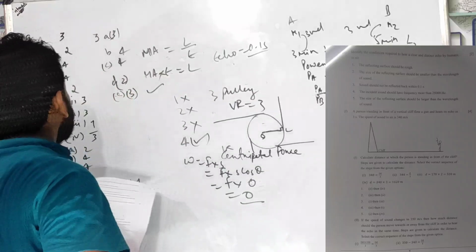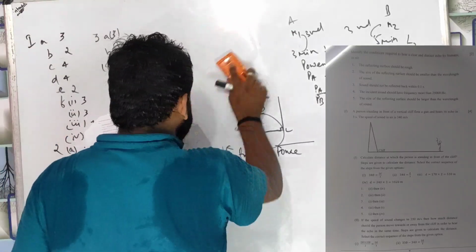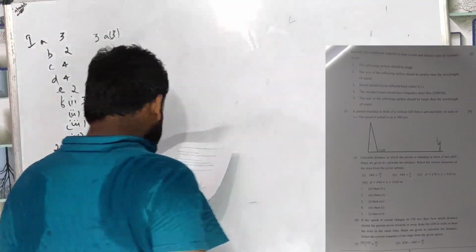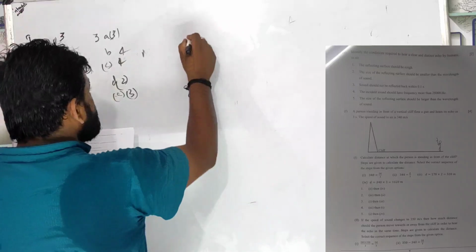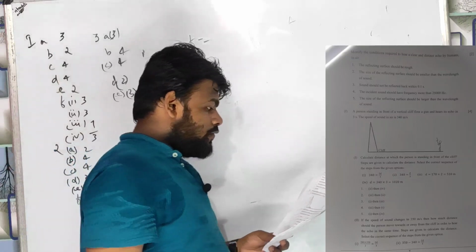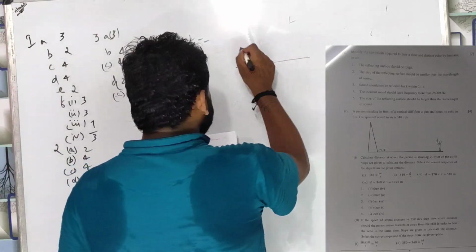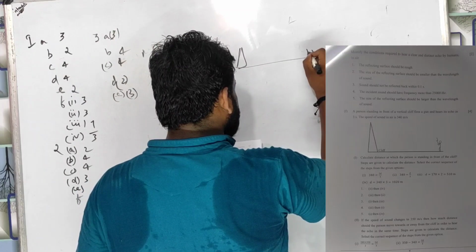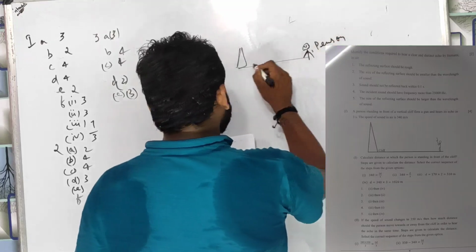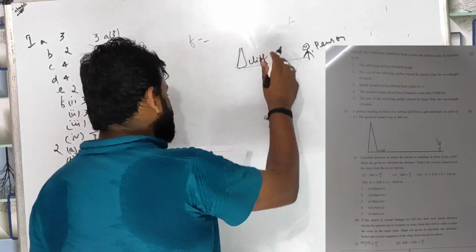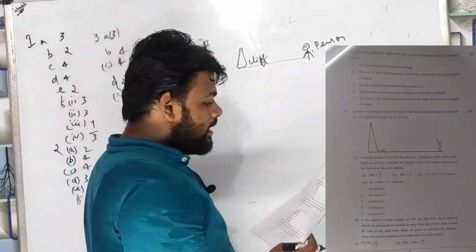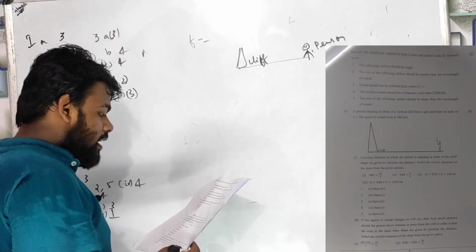Now the next one, very easy again. In this case, it is saying that a person standing in front of a vertical cliff fires a gun and hears the echo after 3 seconds. Given the speed, calculate the distance.